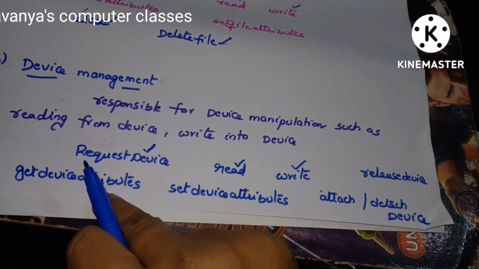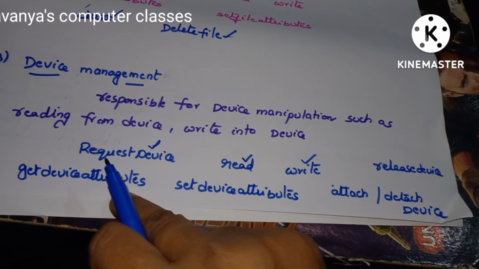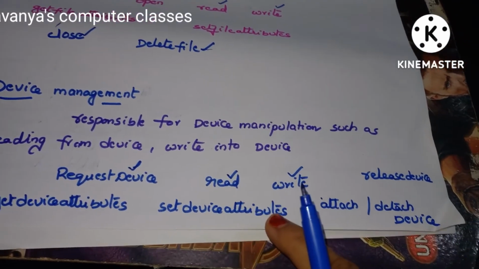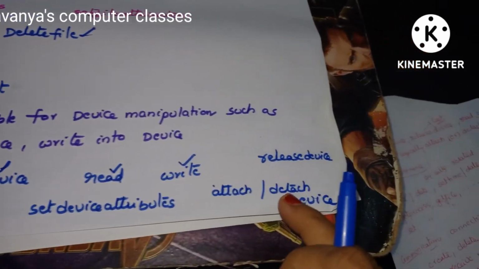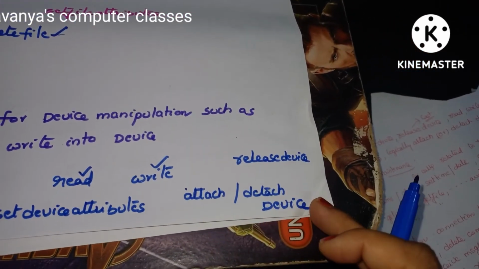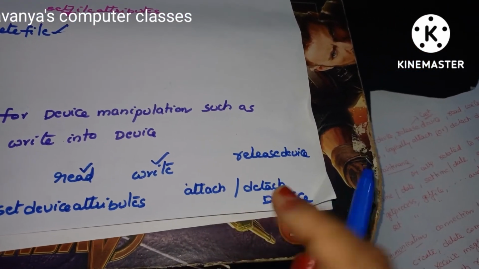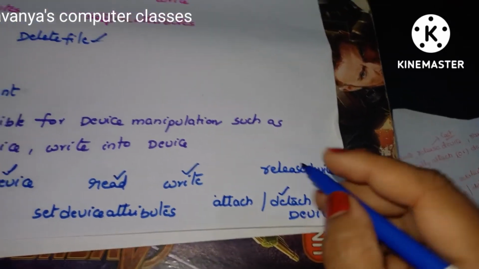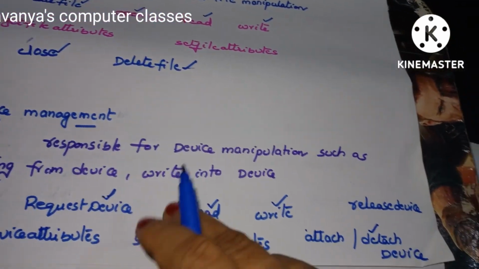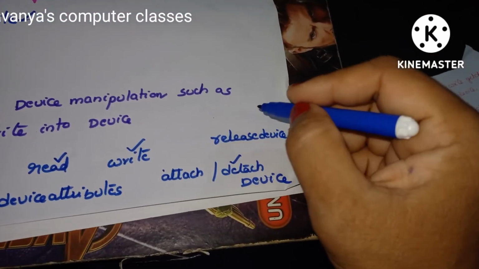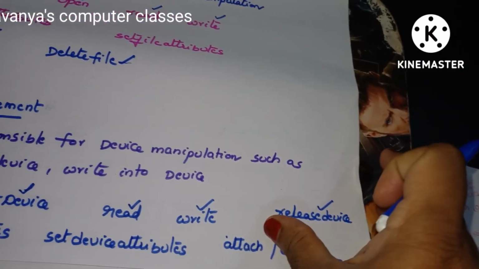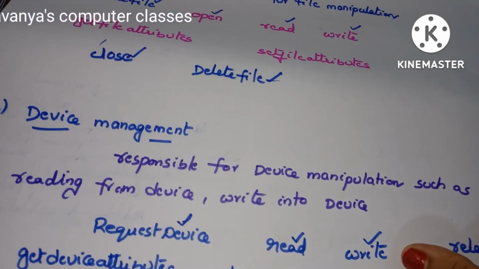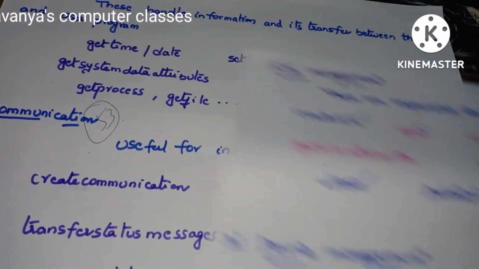Similarly, if we want to use any device attributes, we use get device attributes. If we want to change them, we use set device attributes. And to logically attach or detach devices, we need the attach or detach device system call. Once the work is over with these devices, then we have to release them. For that we need one system call, called the release device system call. So these all are the system calls working in device management.